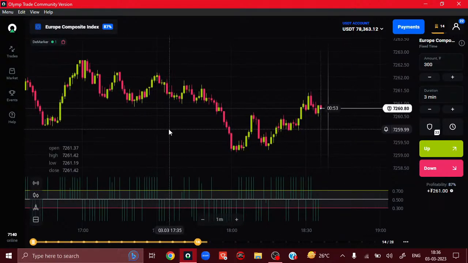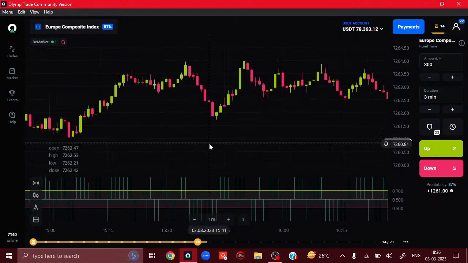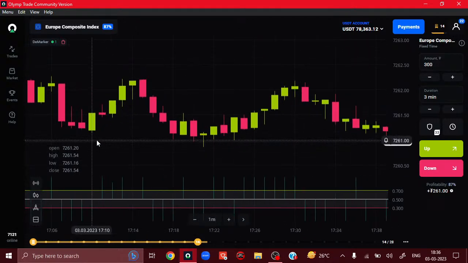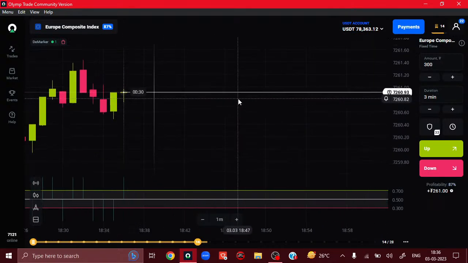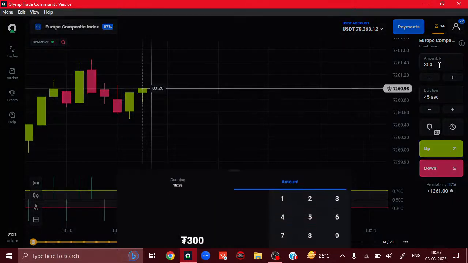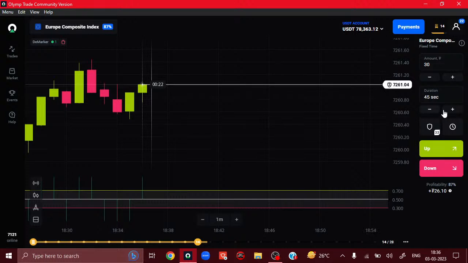Alright. So this is the 0.5 line here. Whenever the DeMarker appears below the 0.5 line, it is a signal for a down trade. Whenever it appears above the 0.5 line, it is a signal for an up trade. For example, right now we have a signal for an up trade, so I'm entering into an upside trade here. Trade duration is 1 minute.